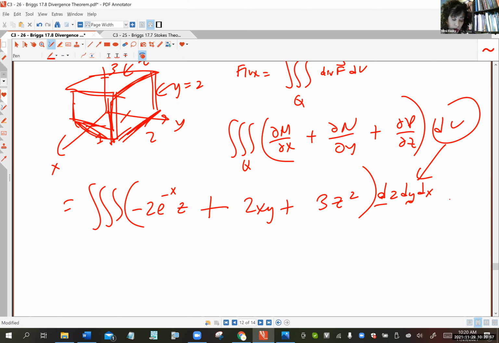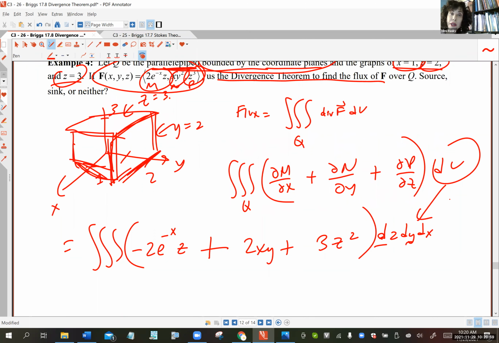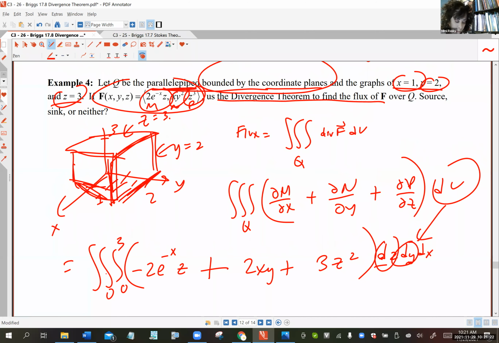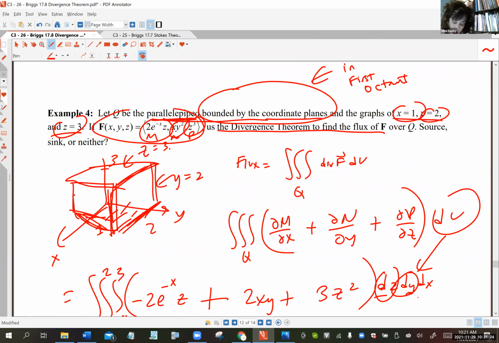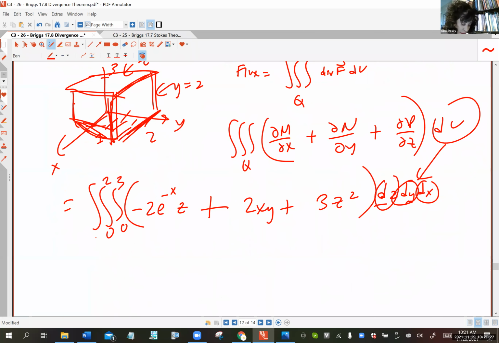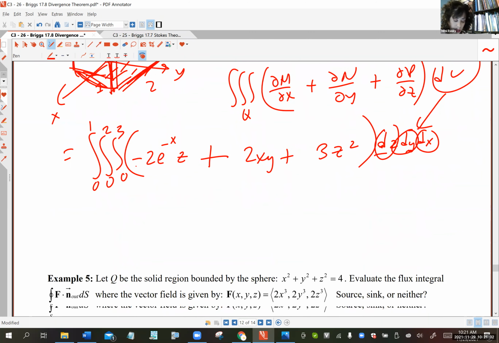Since I picked this order of integration, we have to be careful when we put the limits on the integrals. Because this is a rectangular box, all of the limits will be constant, which is kind of nice. So we see that z is going from z equals 0, which is the xy plane, up to the top of the box, z equals 3. Y is going from y equals 0 to y equals 2. And then x is going from x equals 0 to x equals 1. There we go. And now we're ready to start integrating.